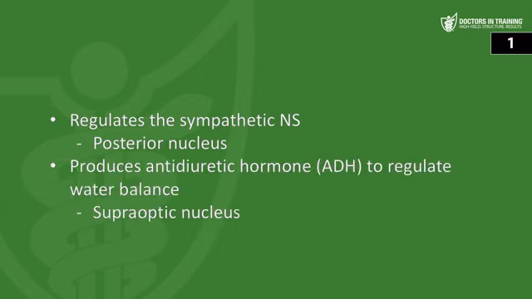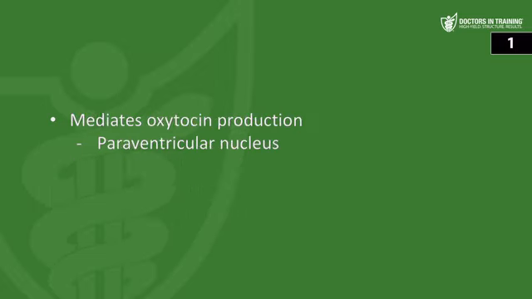Next, produces ADH to regulate water balance. This would be the supraoptic nucleus. And finally, mediates oxytocin production. This would be the paraventricular nucleus.